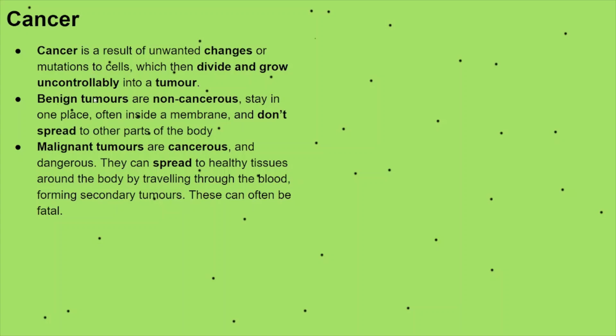And there's two types of these cancer tumours. The benign tumours, they're actually non-cancerous. These are the good ones. They stay in one place. Well, I say good, better than malignant. A tumour is not good. They're often inside a membrane. They don't spread to other parts of the body, which means they're much more easily treated. Malignant tumours are cancerous. They're dangerous. They can often be fatal because they spread around the body through the blood. They spread to healthy tissues anywhere in the body, and they form secondary tumours. They can be very hard to get rid of, and again, possibly fatal.